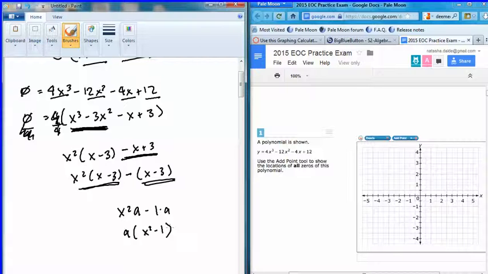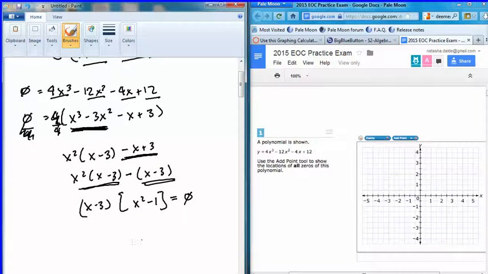Okay. Alright. So, let's see. What I'm going to do is pull out an x minus 3 out of here. So I have x minus 3 times the parentheses x squared minus 1. That actually tells me what, oh, I'm sorry, this is equal to 0. See the equal to 0 up here? That's what it is. This actually tells me one of my factors. One of my factors is x minus 3.